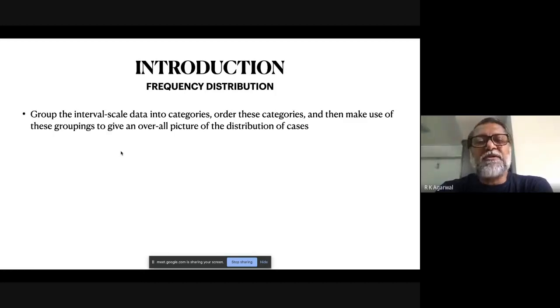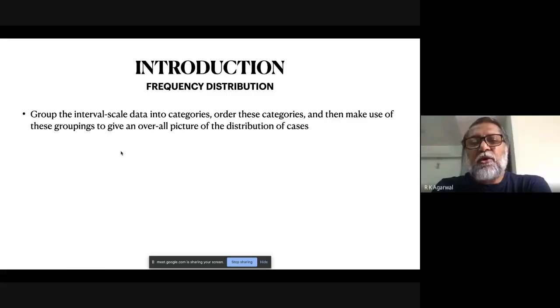What is frequency distribution? Frequency distribution is nothing but grouping the interval scale data into categories. Do you remember what is an interval scale data? Interval scale data is quantitative data. For example, income, height, weight. These are interval scale data. So when we group interval scale data into different classes, say 0 to 10, 10 to 20, 20 to 30, 30 to 40, and so on, then that is called frequency distribution.